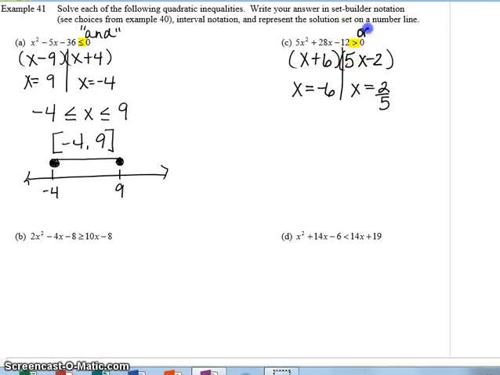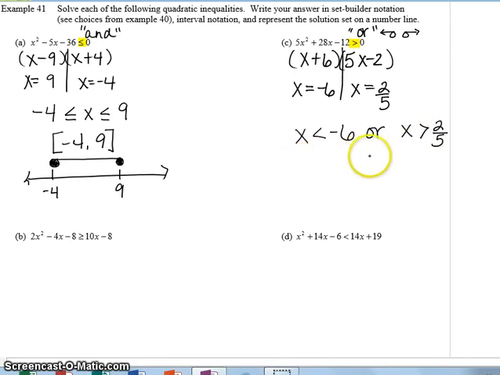So it's going to be two separate inequalities, and they're going to go in opposite directions like this, okay? So it's going to be x, and now your lower number goes to the left, so x is less than -6, or x is greater than 2/5, because that's going to cause it to go in opposite directions. So the lower number is always less than, the higher number is always greater than. Okay, so there's my set builder notation.